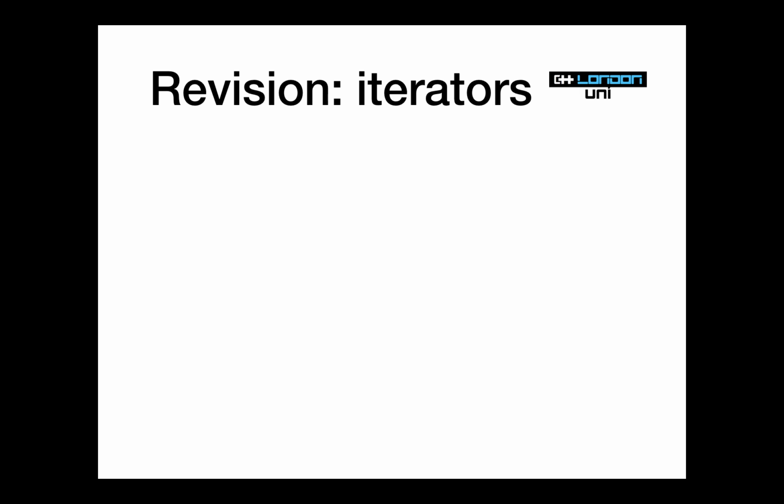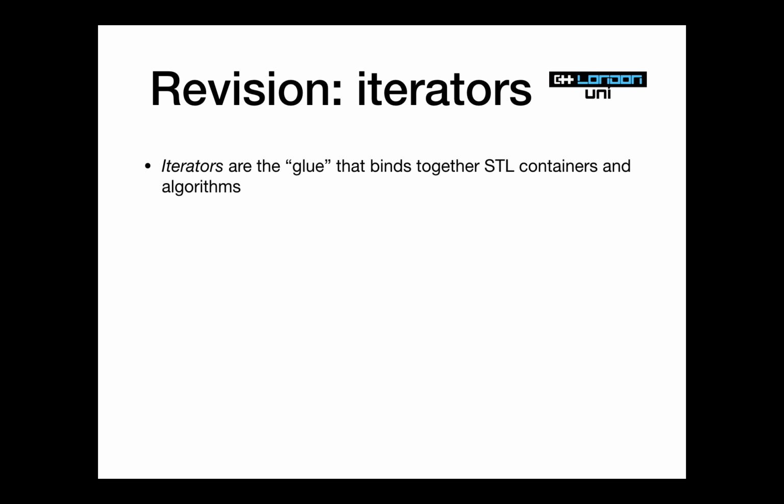Let's just have a little bit of revision about iterators. So, at a very high level, iterators are the glue that bind together the STL containers, which we'll talk about later, and the algorithms, which we'll start talking about next week. So containers provide these things called iterators, and the algorithms operate on them. The algorithms use them.